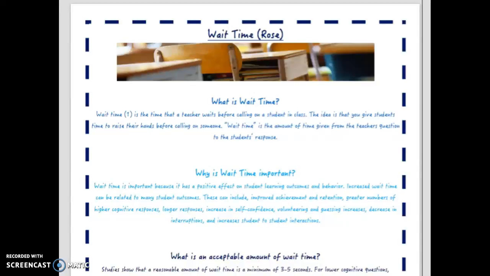Hi guys, my name is Katie Sidebottom, and the best practice I'm going to be talking to you guys about today is wait time. So I'm first going to start with what is wait time.